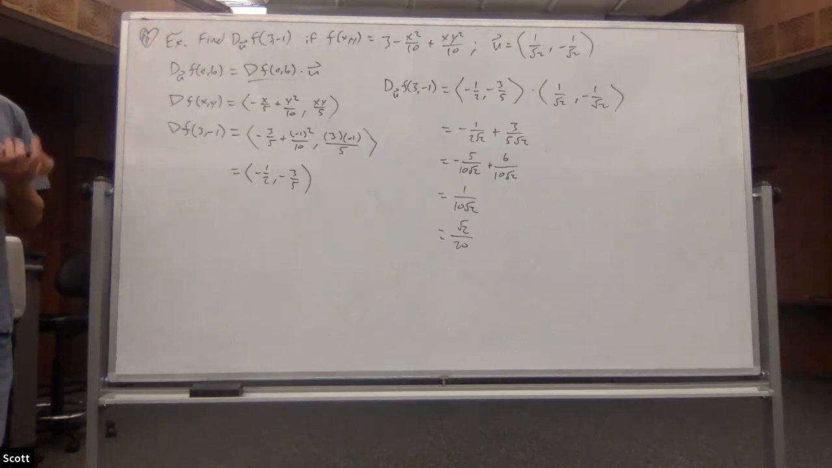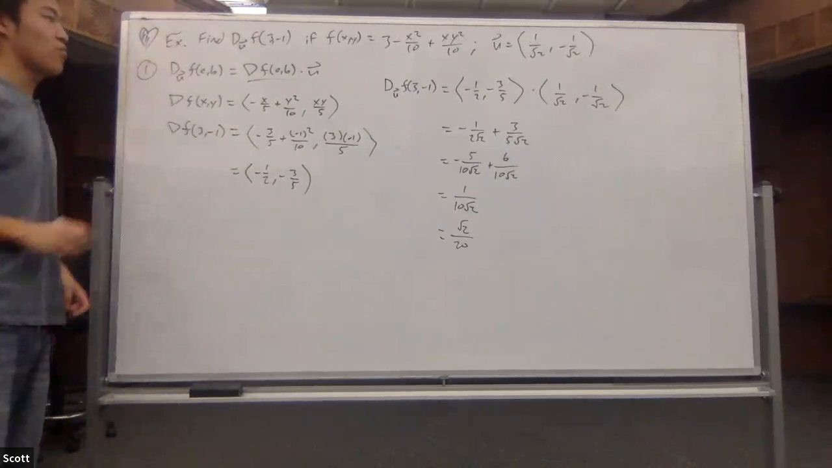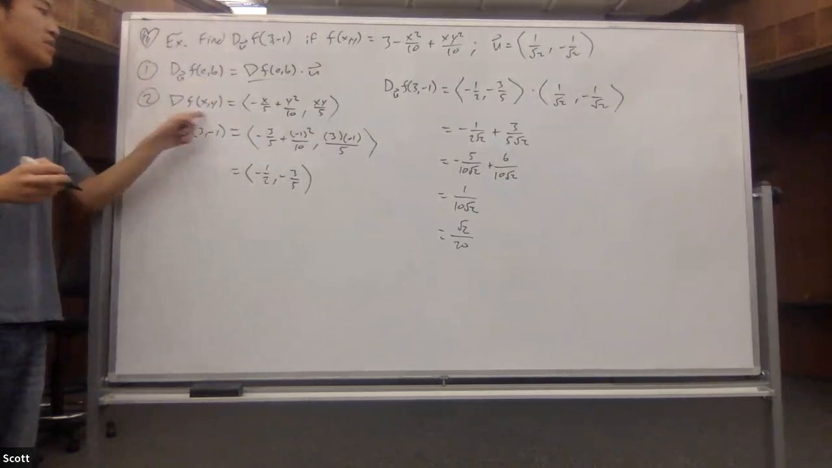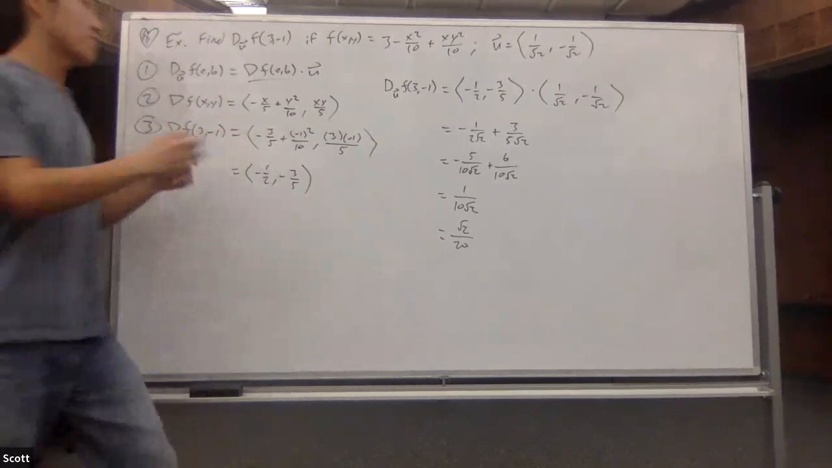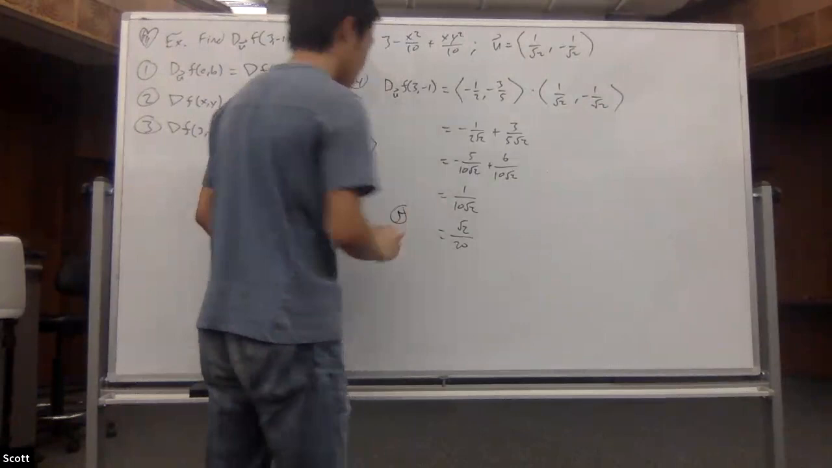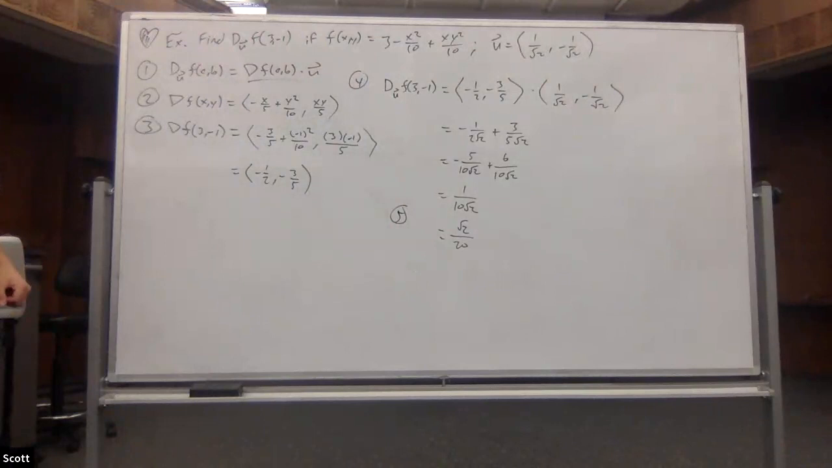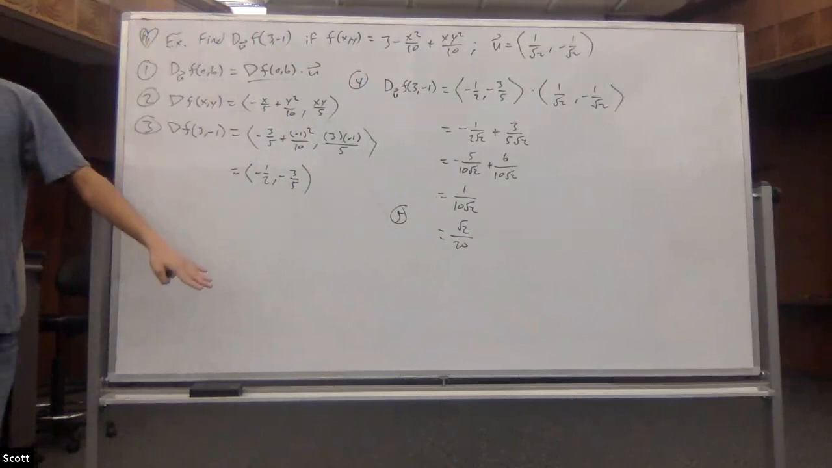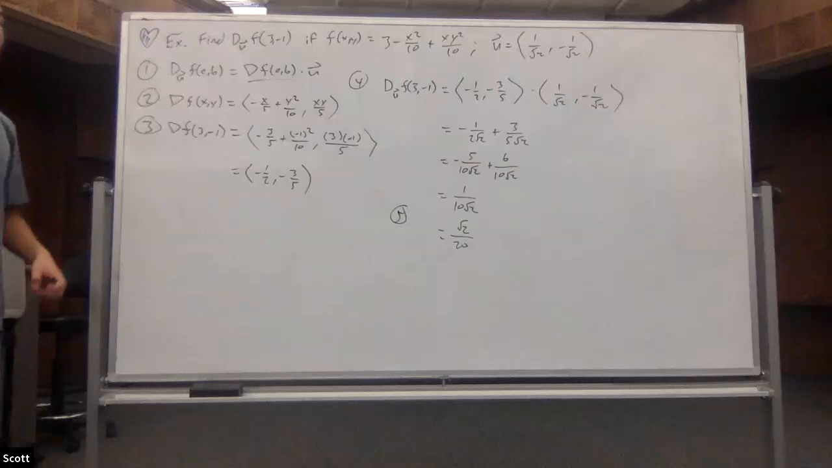Do you guys see the process outline? Step 1, actually just know the formula. Step 2, figure out what the gradient is. Step 3, just plug and chug. Step 4, plug and chug. Step 5, simplify. So there's really only one calculus step here, and it's finding the gradient. So with these directional derivative problems, don't be intimidated just because Pearson arbitrarily splits it up into an annoying amount of parts. It's a really straightforward process. So practice this process. This is the skill you're going to need. All right, I'll see you guys on Wednesday.